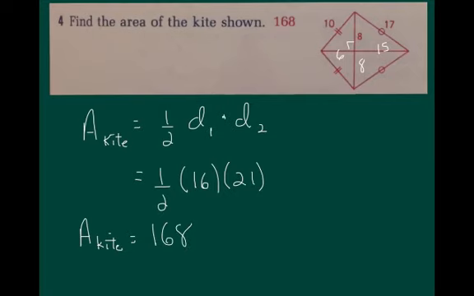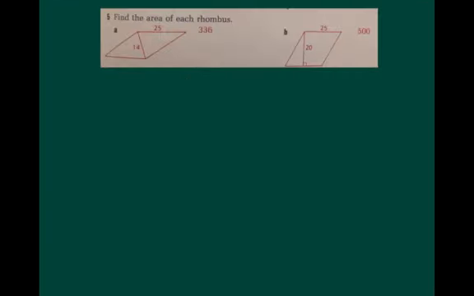Okay, let's take a look at number 5 also, because it's just a good example of how more than one formula can apply to the same type of figure. If you look at part A, you can see that we're trying to find the area of this rhombus, which we can use the area of a kite formula for, because a rhombus is a kite.